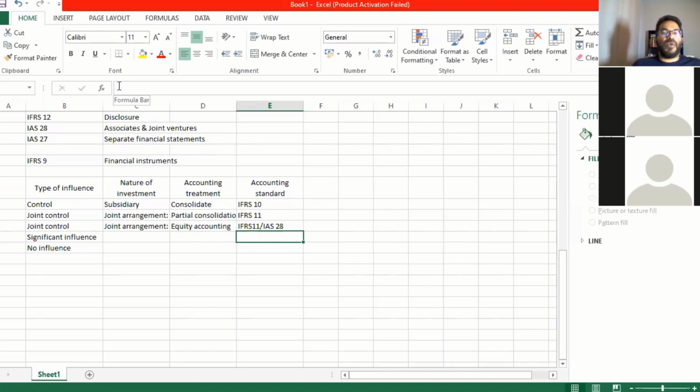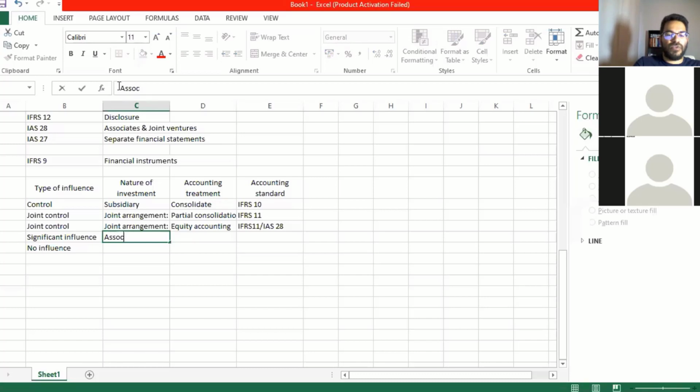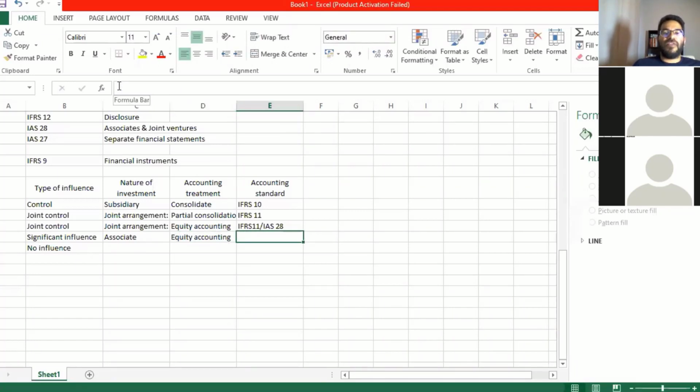And where do you find the details of equity accounting? In IAS 28. If you have significant influence, then that means you have an associate. If you have an associate, the accounting treatment is equity accounting. And where do you find the accounting standard for equity accounting? The accounting standard for equity accounting is IAS 28. So that is the way you're going to think all the time.